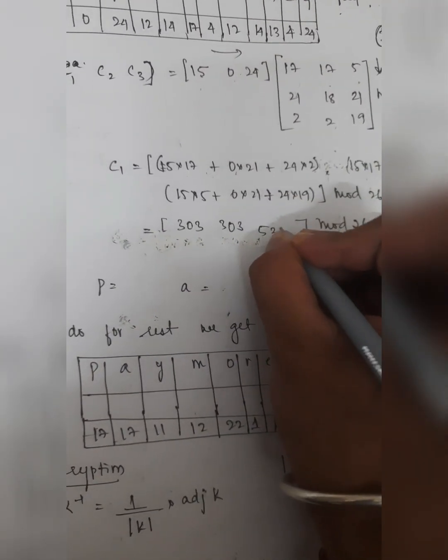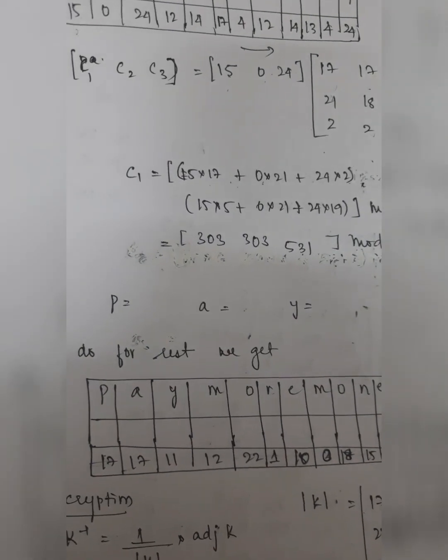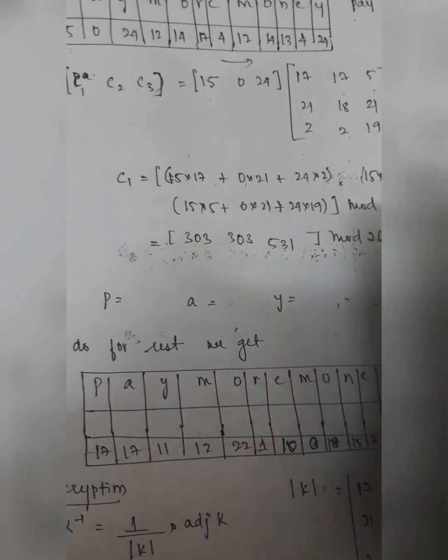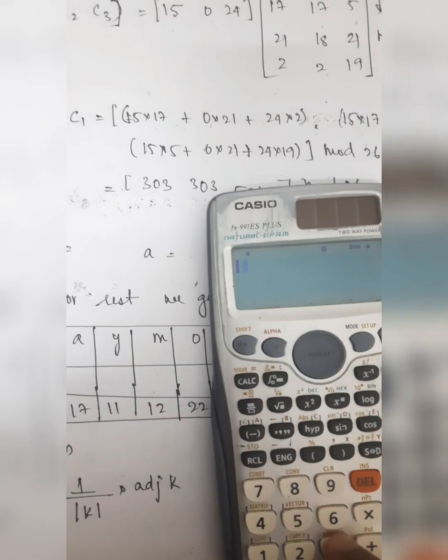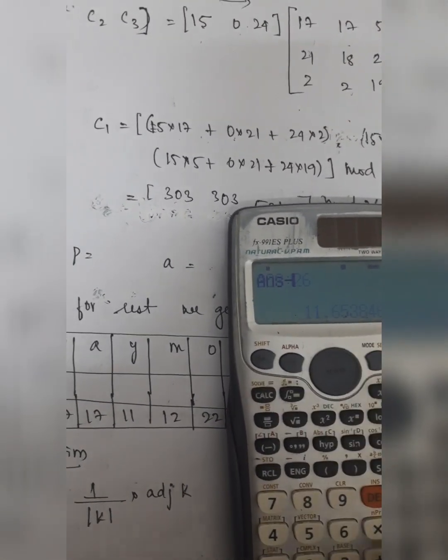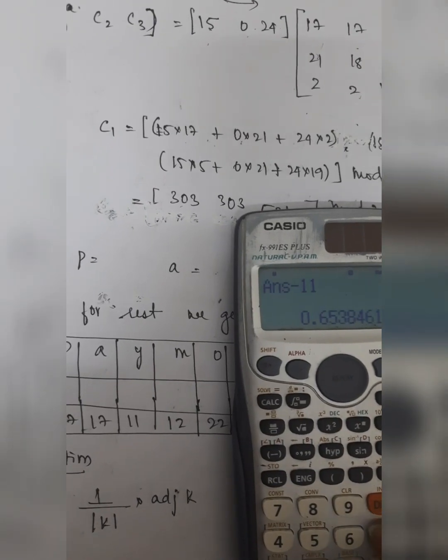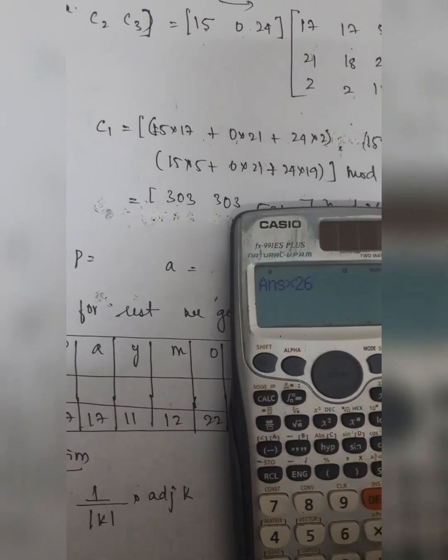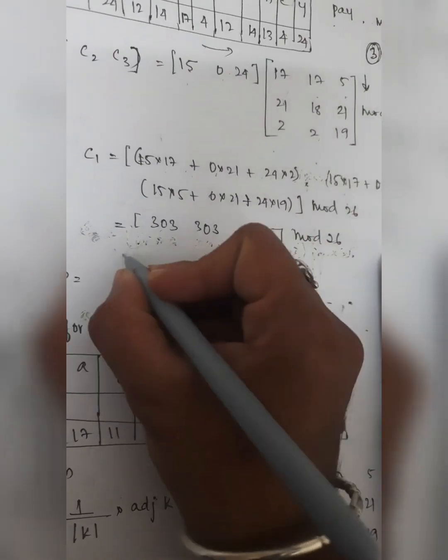Okay, we've got three values. Now I do each one with modulus, right, we are taking each modulus. 303 divided by 26, you get a value of 11, minus 11 into 26, you get 17. Correct?